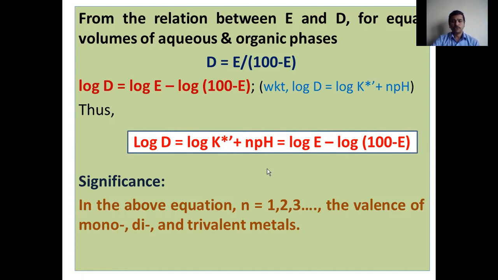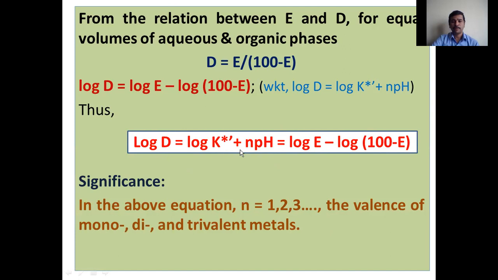Suppose you are going to introduce an extraction step, an extraction procedure for the extraction of analyte metals present in a sample, and the metals may be monovalent, divalent, or trivalent. This N indicates the valency of the metal which you are going to extract after its conversion into a metal chelate. If N is equal to 1, monovalent metal. If N is equal to 2, divalent metal. If N is equal to 3, trivalent metal.